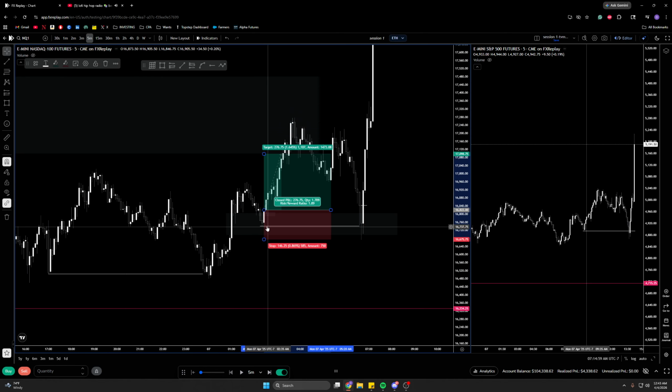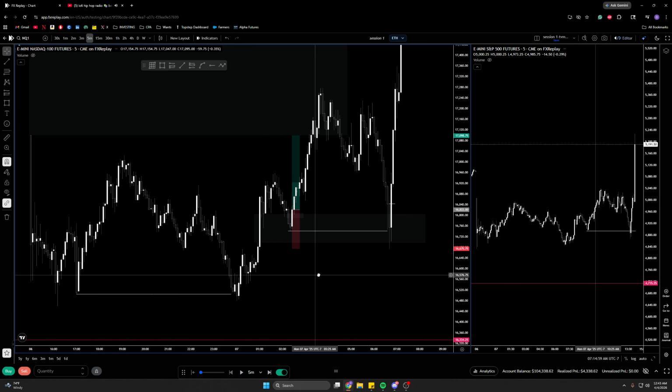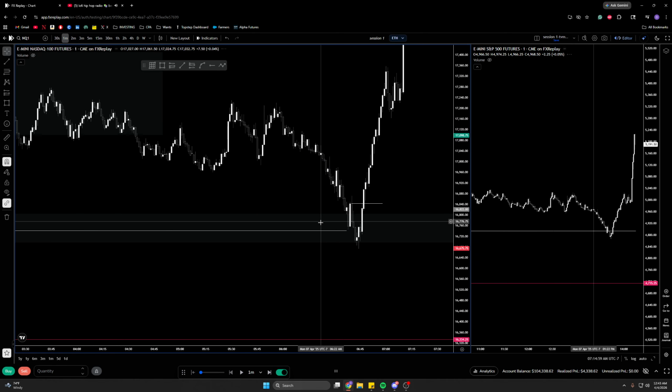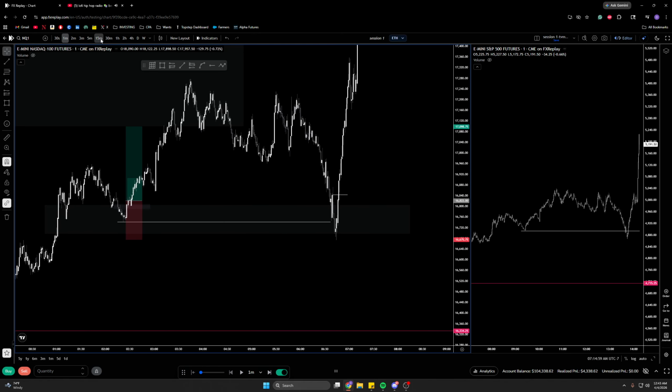Unfortunately, this trade happened at 2:25 in the morning. I'm dead asleep, or probably barely going to sleep at that time. So I think that was the trade too. Yeah, I think that would have been a nice trade.